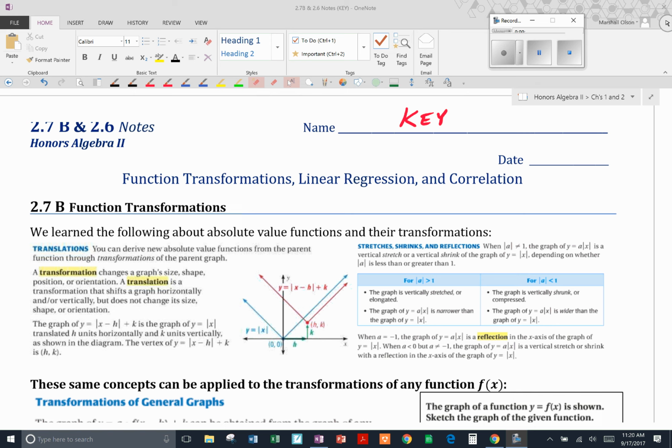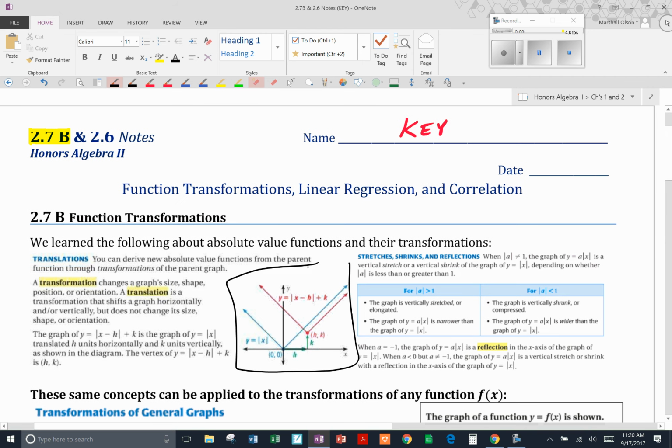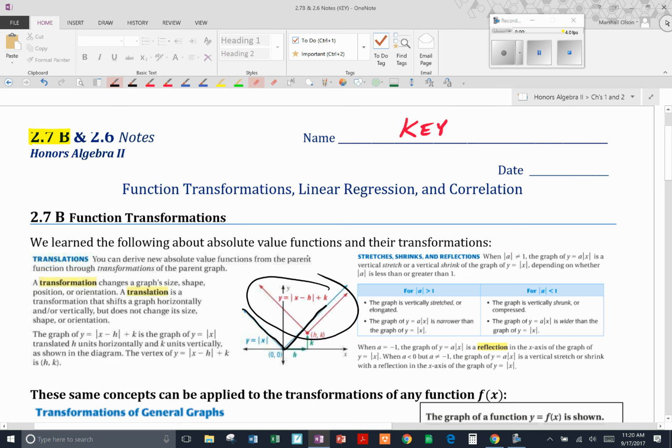All right, in this video, we're going to be going over the second half of section 2.7, so 2.7b. The first half of 2.7, 2.7a, was about graphing absolute value functions, which we actually see a graph of here. But now what we're going to focus more on is how we moved from this parent function to a shifted function like you see here, and we're going to be doing it with general functions.